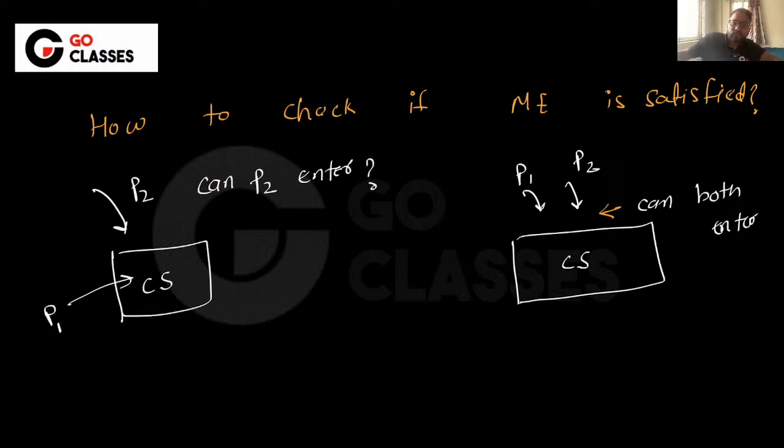Okay, so this is the first thing that I will be checking. This is the second thing. I will make one process in the critical section and ask: can another one enter? If no, good, but that's not enough. I will also be checking this thing: if both the processes want to enter the critical section at the same time or not. So these two things I will be checking.